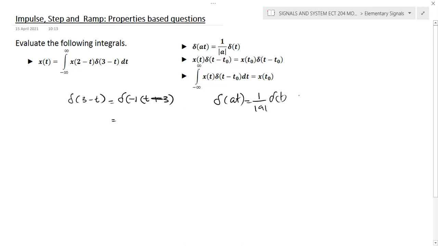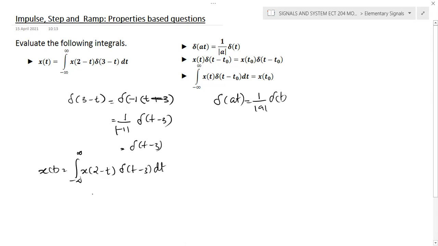If you apply the scaling property here, it becomes 1 by modulus of minus 1 into del of t minus 3. So you can write del of t minus 3. And in the expression, if you substitute this result, integral minus infinity to infinity x of 2 minus t into del of t minus 3 dt. And del of t minus 3 means a signal which exists only at t is equal to 3.